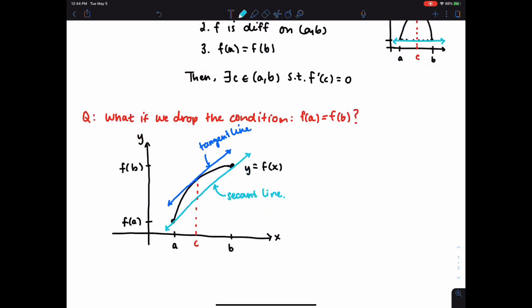Recall that the tangent line is our way of computing the derivative at a point, the slope of that tangent line, and it represents an instantaneous rate of change. It's how the function is changing at a single point in time. Whereas the secant line is an average rate of change. It's computing how your function changes on average over the whole interval between the 2 points that you're drawing the secant line. And so here we're saying that there actually has to be a place somewhere in your interval, a place C, where the instantaneous rate of change is equal to the average rate of change over the whole interval.